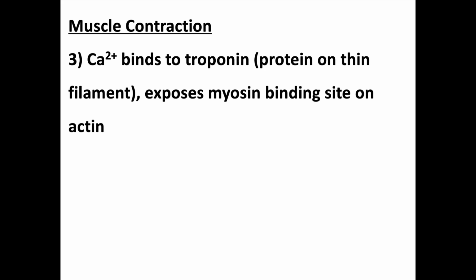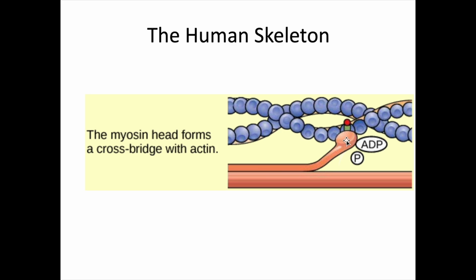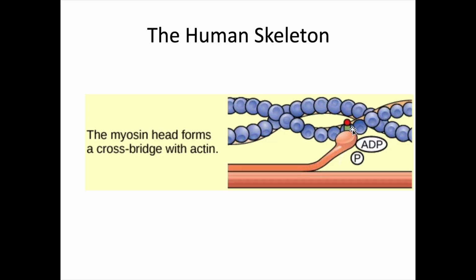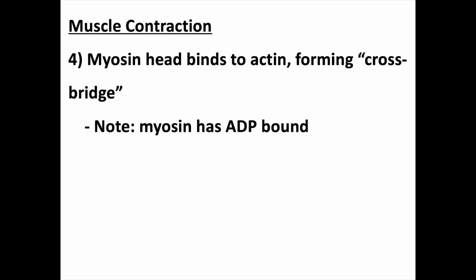And yeah, you could guess what happens next. The myosin head binds to its binding site on the actin protein in the actin or thin filament. So myosin head binds to actin, forming what's called a cross bridge. The cross bridge is just the name for this connection between the two.